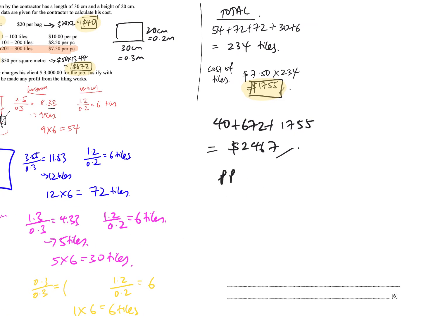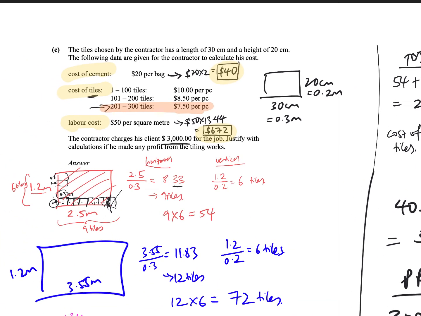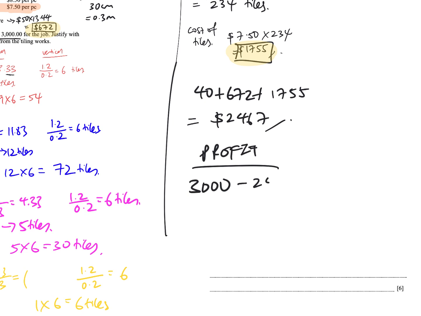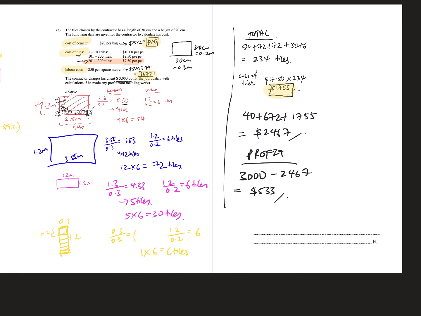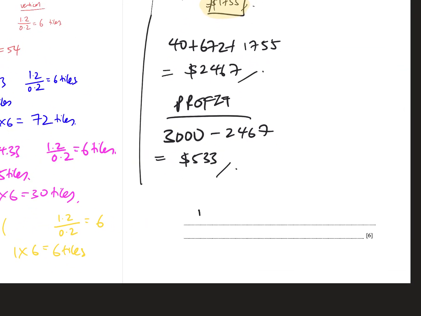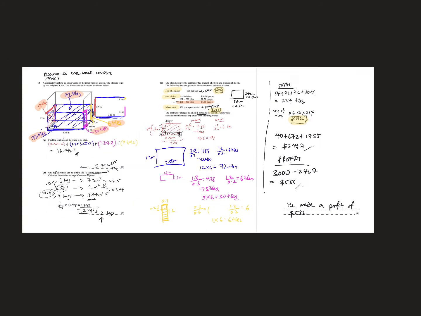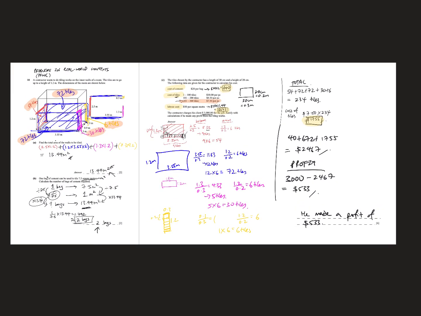And so we want to see, is there a profit? Is there a profit? Yes, because he charged $3,000 for the job, and he made a profit. So we subtract this away, he made a profit of $533. Wow. And so really we can conclude, they say justify with calculations if you made any profit. So we can say he made a profit of $533. Done. And there you go.